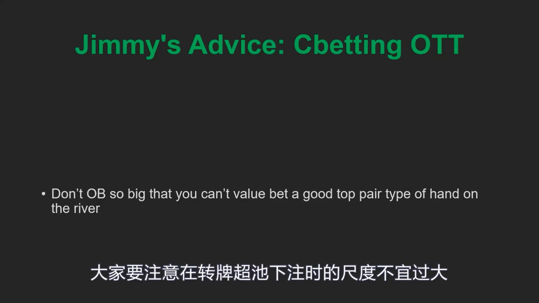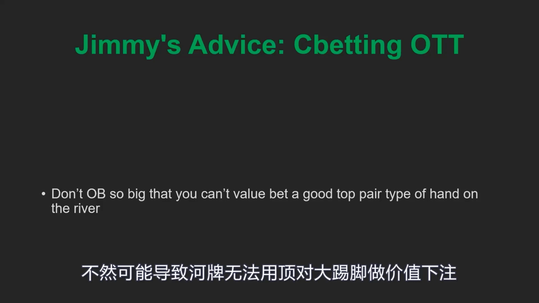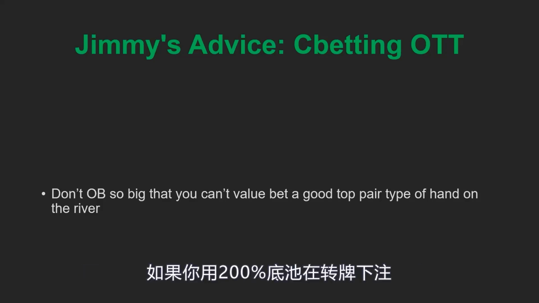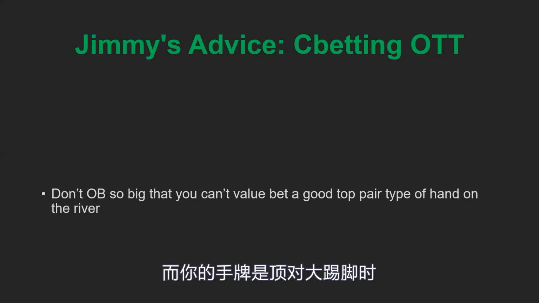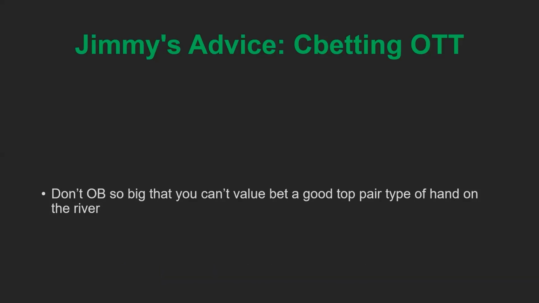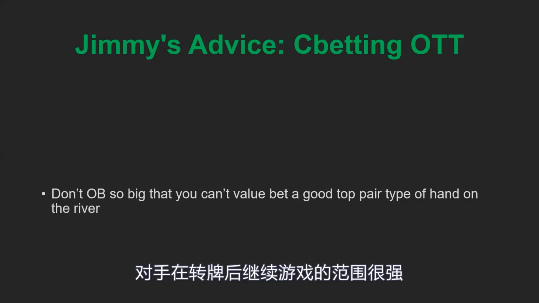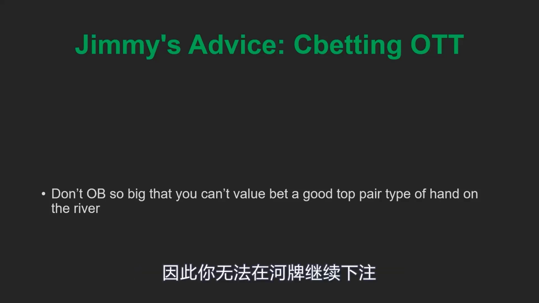Also, guys, make sure that you don't overbet so big that you cannot value bet a good top pair type of hand on the river. I see a lot of people overbet 2x pot on the turn, and then they have pretty strong top pair type hands. I mean, you isolated villain's range so much that you cannot even value bet that on the river.